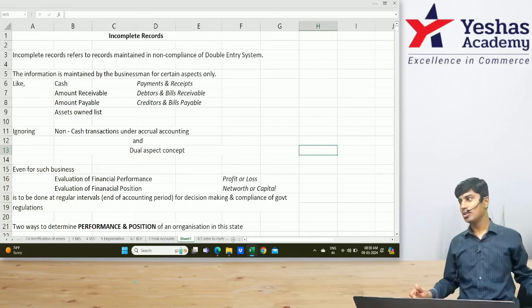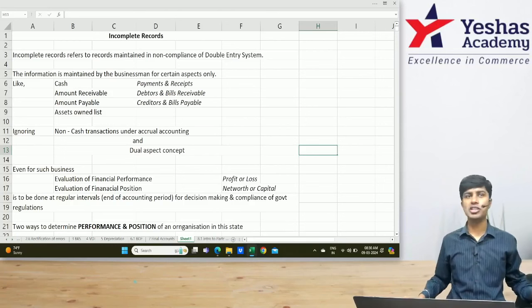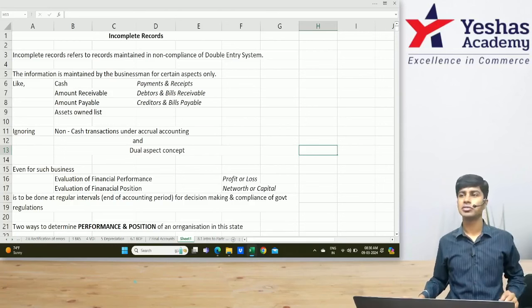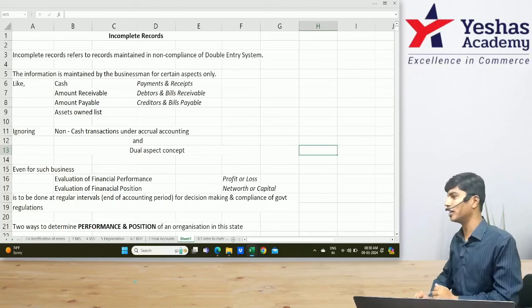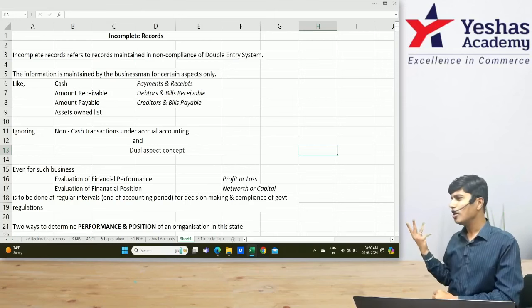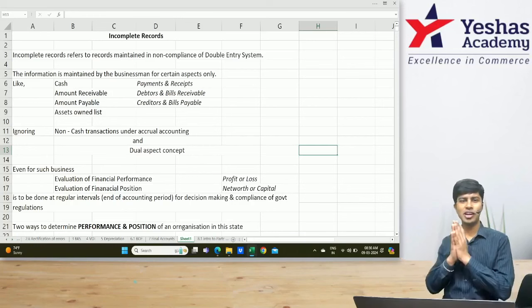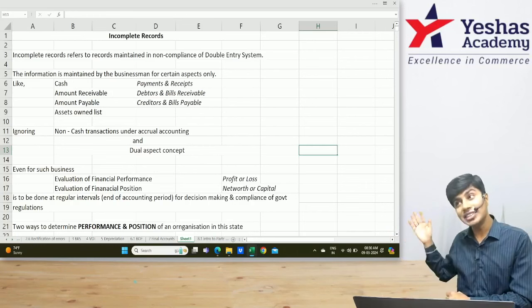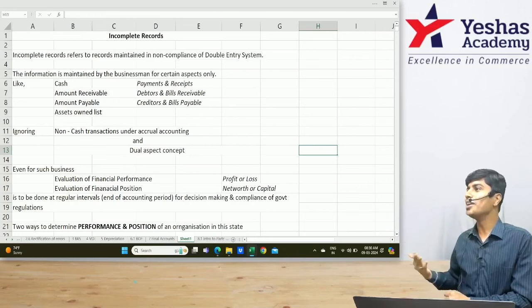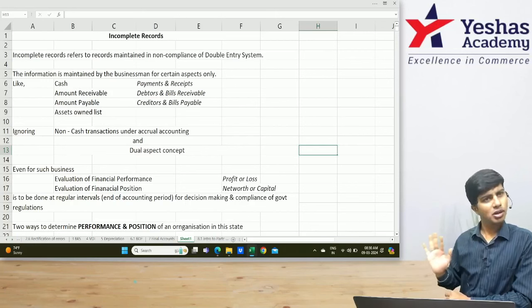But in business, what happens if a person doesn't record both aspects in his books of accounts? He purchased goods, he wrote purchase account debit only. That guy wrote purchase account debit, he didn't write cash account credit. Can he do so? It's his business. Who am I, who are you to tell what is right, what is wrong? He writes purchase account debit and closes the books, that's it. He has done that. He's done purchase account debit, no problem.